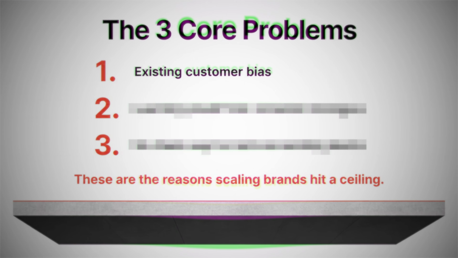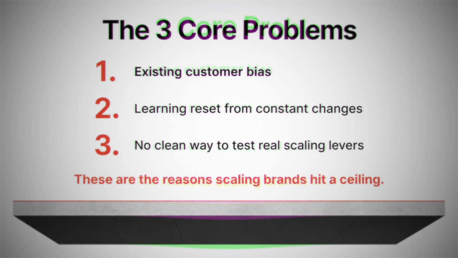1, existing customer bias in your audience. 2, learning reset every time you drop a new ad or a new ad set in. And 3, you lose the ability to test the structural levers that actually move scaling accounts. Things like landing pages, exclusion tiers, and products with different AOVs. Let's go through each one.